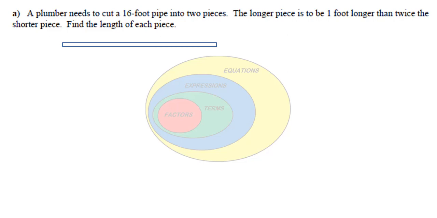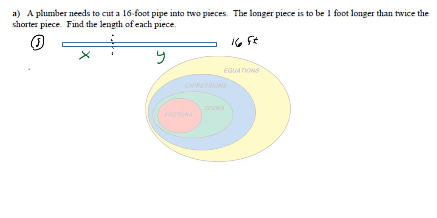All right, a plumber needs to cut a 16-foot pipe into two pieces. So the first thing I did was just draw a diagram of the 16-foot pipe. We know the total length of this thing is 16 feet, and I want to define a shorter piece and a longer piece. So I'll call x the shorter piece and y the longer piece.